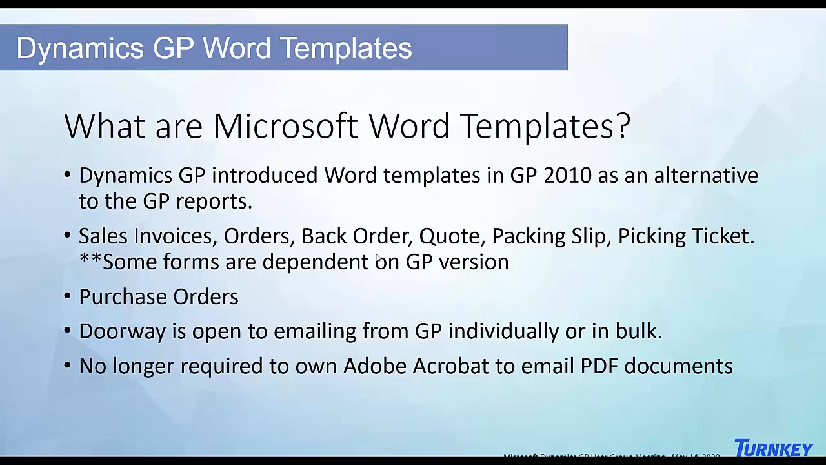This also opens the doorway for emailing from GP, where you were restricted before. To email from the application, you had to have Adobe Acrobat installed so that the Adobe PDF application was part of it. When you printed to screen and selected send as, you could say send as PDF, and then you'd have to input the email address and all of that. So you had to have that originally to be able to email from GP. This completely removes that need and introduces the ability to individually or in bulk print and email documents from the system using the Word application.